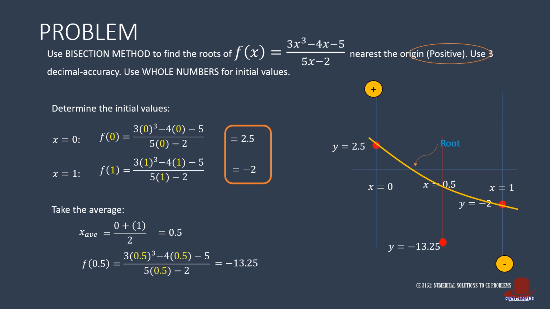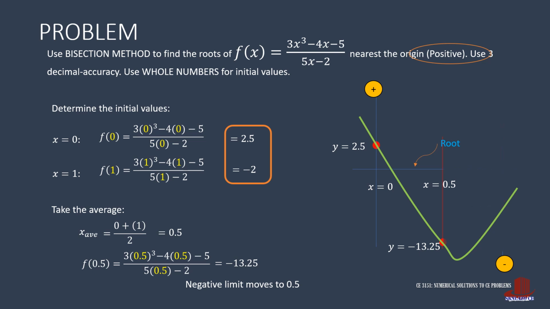This value shows that the assumed curve is far from the true curve. But just the same, we can still see a root within the first half of the interval. The negative sign of 13.25 means that the negative limit moves lower to 0.5, disregarding the upper half of the interval.